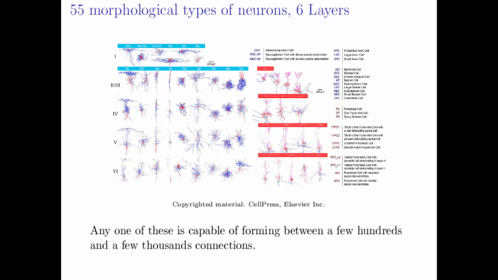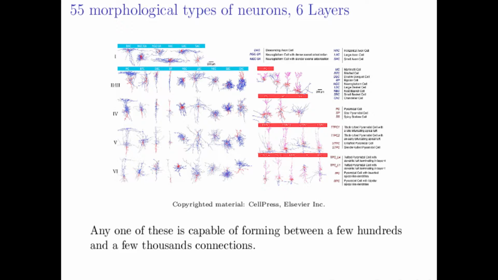Now, each one of these tiny objects is capable of forming anything between a few hundred connections and a few thousand connections. So once you look at the brain, you get a system which is really difficult to understand. Even if you take a small number of neurons, understanding how many connections there are between them and how they are connected is very difficult. And indeed, neuroscience does not know how to do that, except in very few cases.